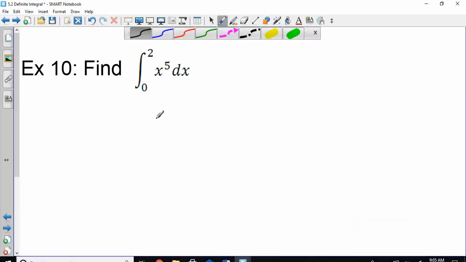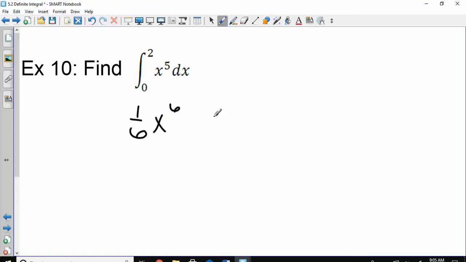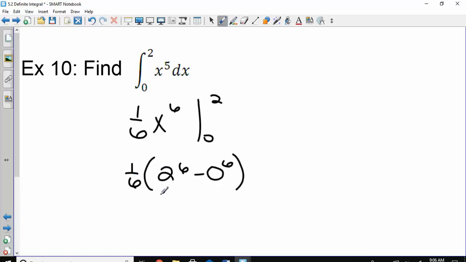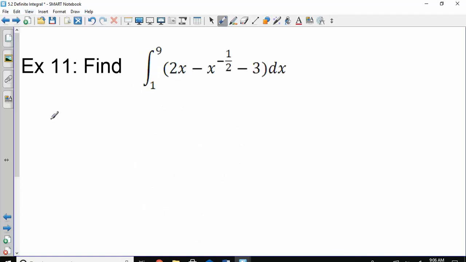Okay, add 1 to the power, so that's x to the 6th, so we put a 1/6 in front. You can pull the 1/6 out if you want, so 2 to the 6 minus 0 is 6. 2 to the 6th is 64 over 6, so 32 over 3. Much easier, isn't it? So much easier. Okay, let's do some more complicated ones.